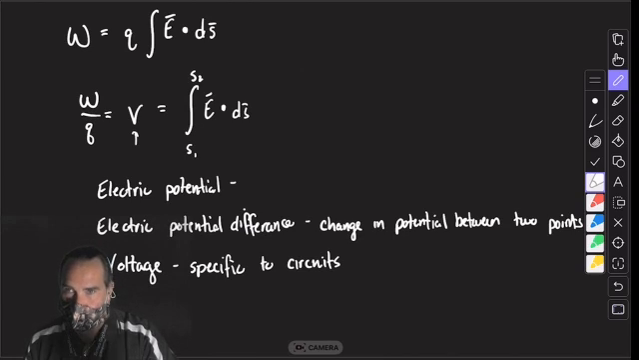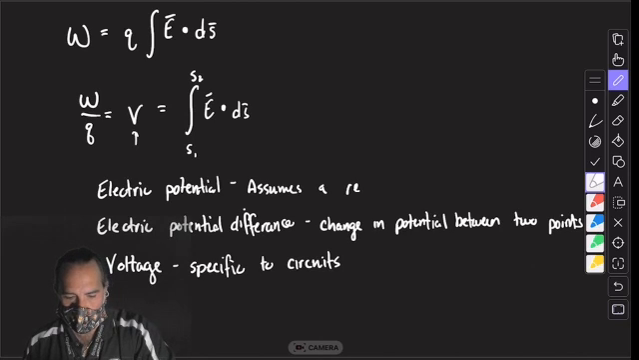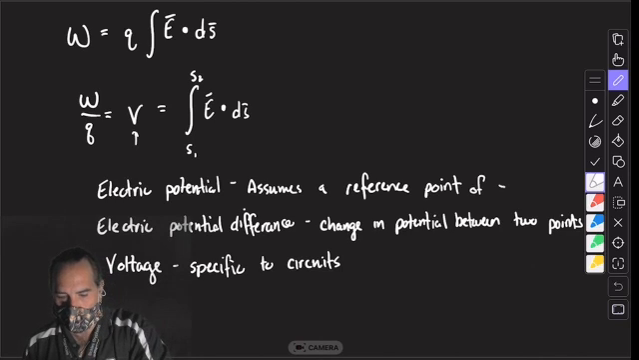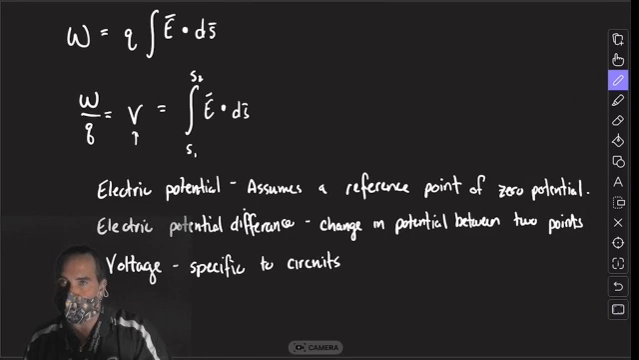However, the electric potential is a potential difference that assumes an initial potential of 0. This is a hard concept, but the electric potential has no relativity. It assumes a reference point of 0 potential. This is a hard concept for me to share with you.